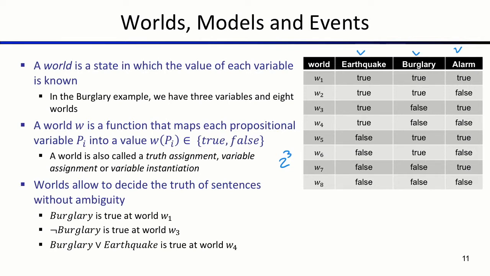For instance, burglary is going to be true at the world W1. That is true. But it's also true in worlds W2, W5, and W6. Not burglary is true in the world W3. That is correct. And also, not burglary is true in the worlds W4, W7, and W8.